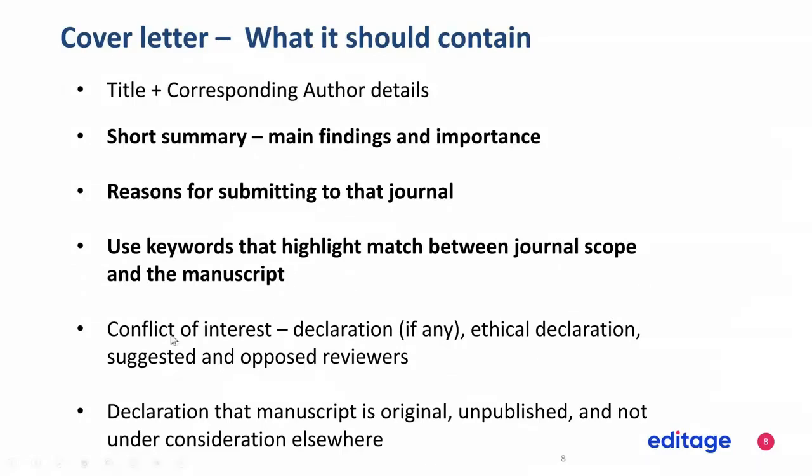You can also include conflicts of interest if you have any, ethical declarations if you have human or animal subjects. Some journals will actually ask you to suggest or list opposed reviewers. And then every paper that's submitted, there should be some declaration that the manuscript is original, it's unpublished, and not under consideration elsewhere.